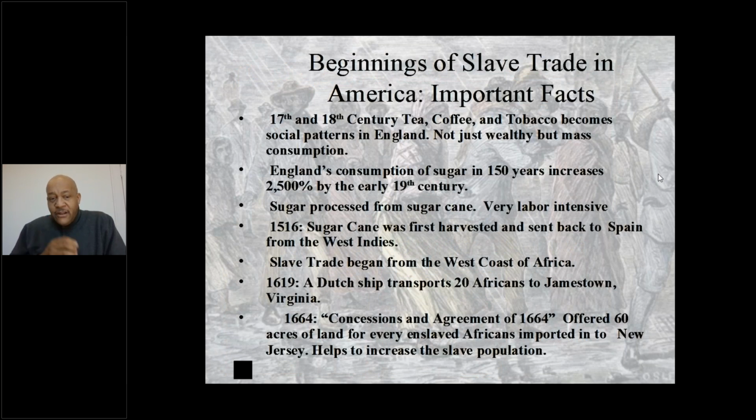But the first thing I like to try to do, I always kind of go and talk about the beginning of the slave trade in America and some important facts. I don't dive deep into all the reasons why, and all the cruelty, because we all know it's pretty cruel. And that could be a whole other topic.